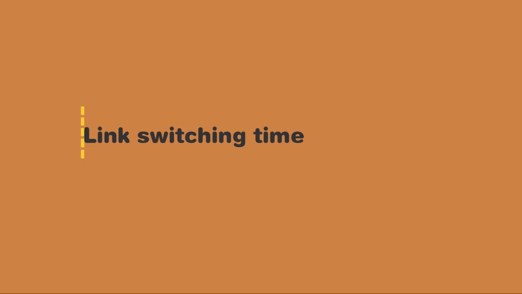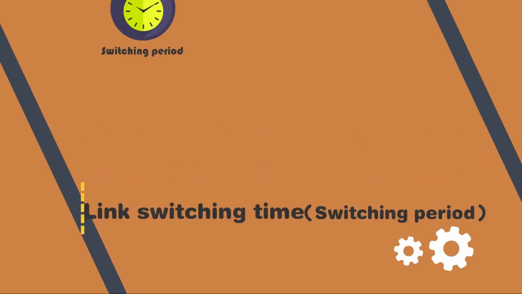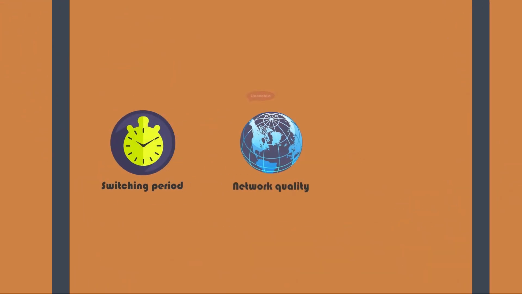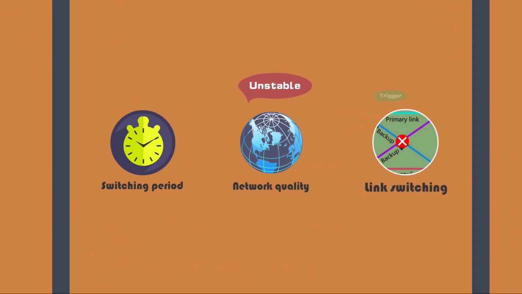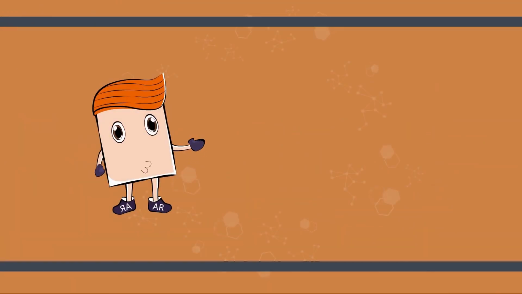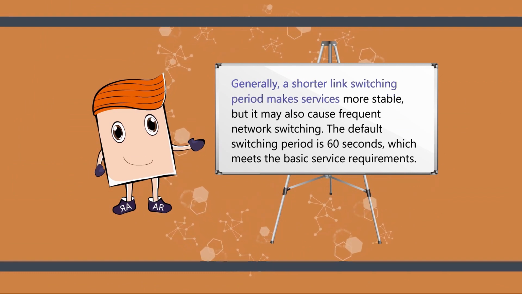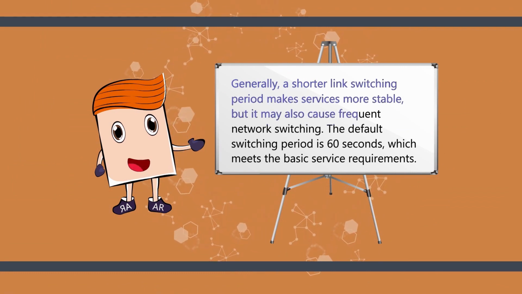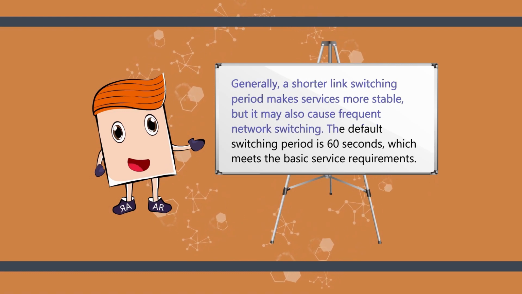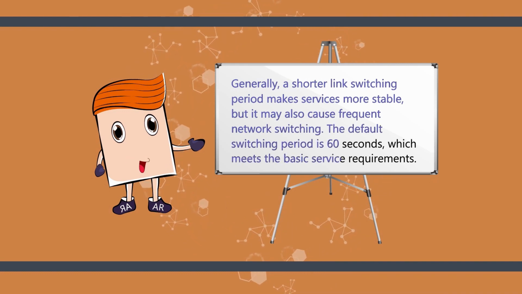Link switching time, also called switching period, is configurable. In the switching period, if the network quality does not meet service requirements, link switching is triggered. Generally, a shorter link switching period makes services more stable, but it may also cause frequent network switching. The default switching period is 60 seconds, which meets the basic service requirements.